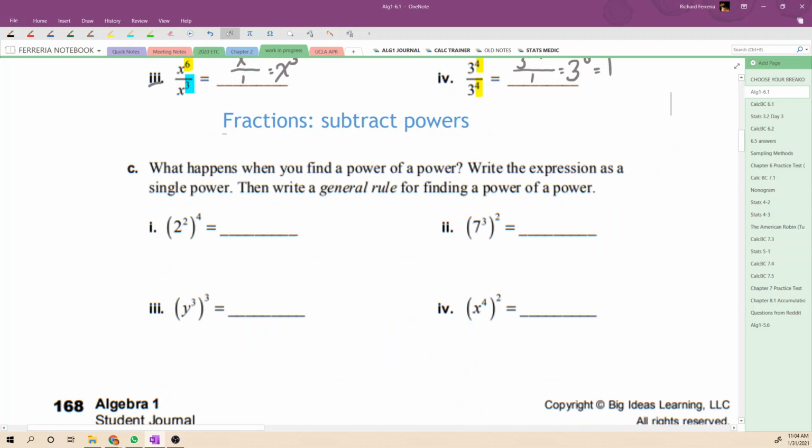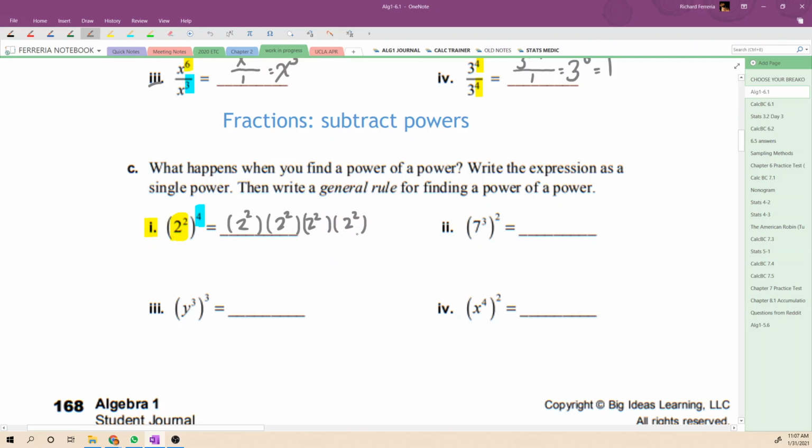Here on letter C, we're going to have a power of a power. So let's take a look at this a long way with number 1. This is 2 squared to the 4th power. Since the power is for the parenthesis, we're going to rewrite the parenthesis 4 times, and then just fill them in with whatever is inside the parenthesis. In this case, 2 squared.